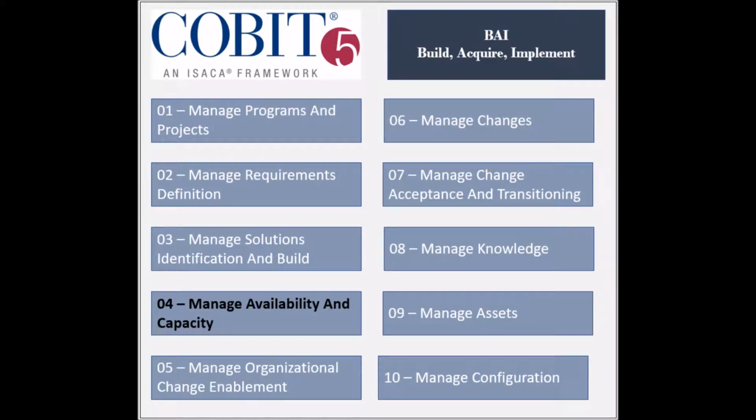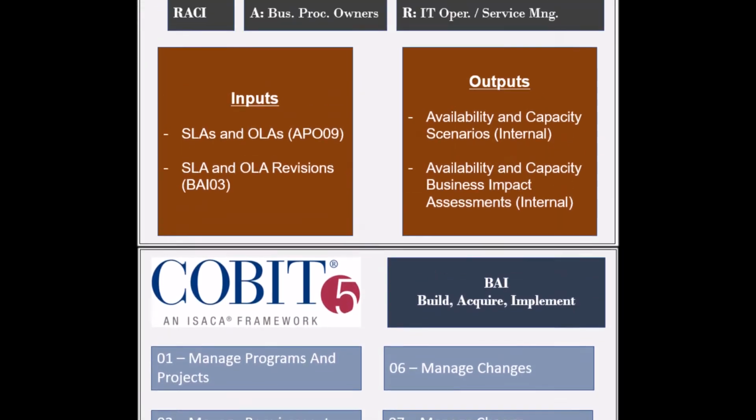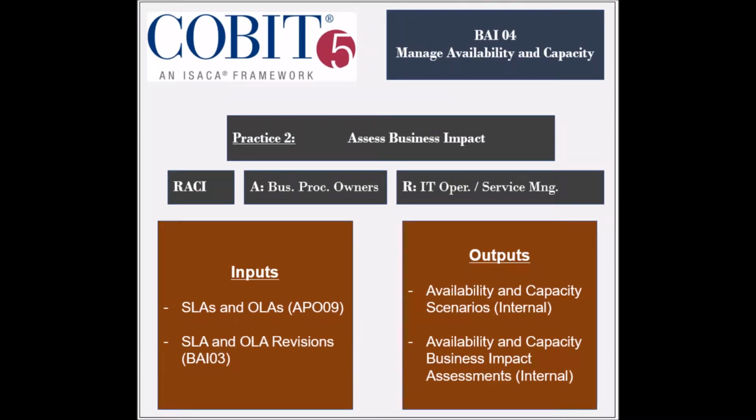The fourth process of the build, acquire and implement domain, called manage availability and capacity, has 5 practices. The second practice is to assess business impact. The entities that are responsible are the head of IT operations and the IT service manager. The entity that is held accountable is the business process owners.